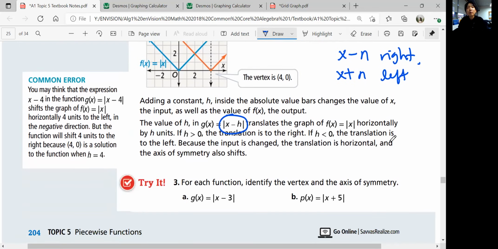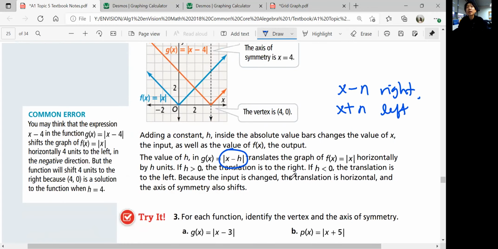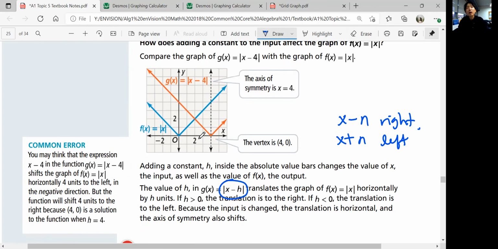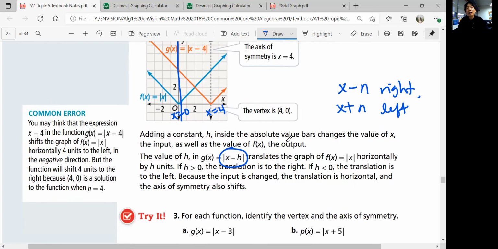All right, the axis of symmetry changes because it's moving horizontally, right? So it used to be x equals 0, but if you move 4 units to the right, the axis of symmetry also changes with your horizontal movement. X is equal to 4. It's where your vertex is. So the axis of symmetry is the vertical line where your vertex lies.